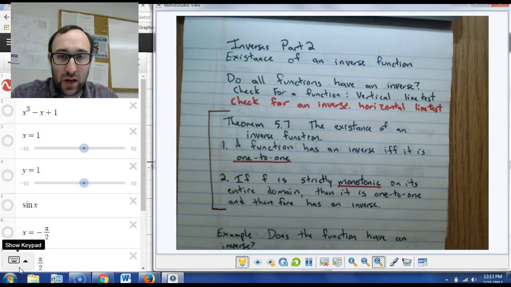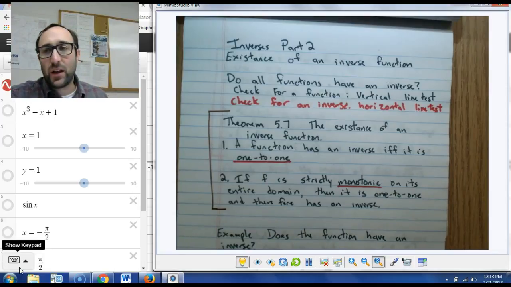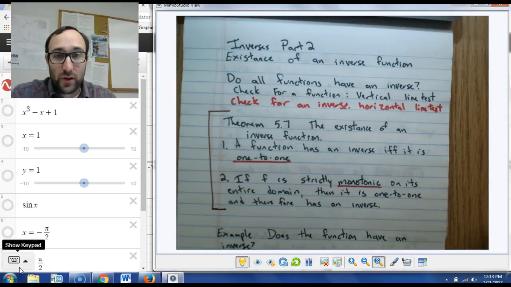So the first question that we could ask is, do all functions even have an inverse? You can check if something is even a function by using the vertical line test, right? And if you want to check if something has an inverse, you check the horizontal line test. It's the same idea, but it's just going to be a horizontal line to see if that works out.